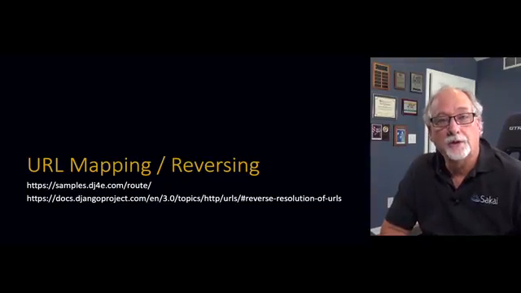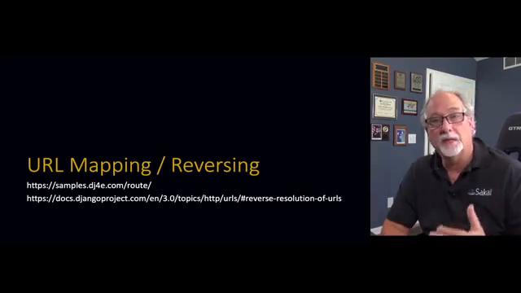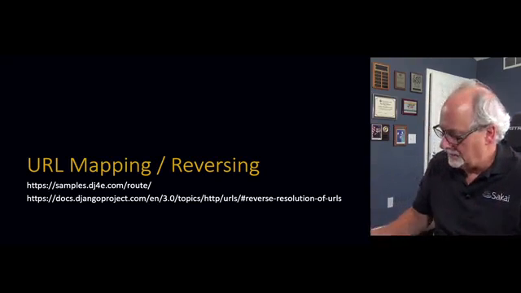So now we're going to take a quick look at URL mapping and URL reversing. This has to do with basically routing, and it really allows us to generate links from one page to another. So we're in the middle of a page and we want to make a link to a different page. We've got to figure out what the string of that is.